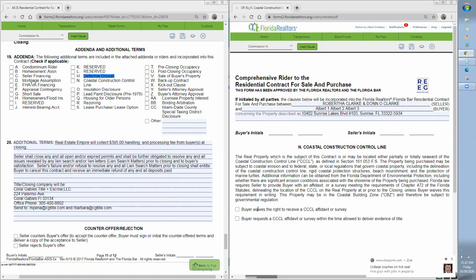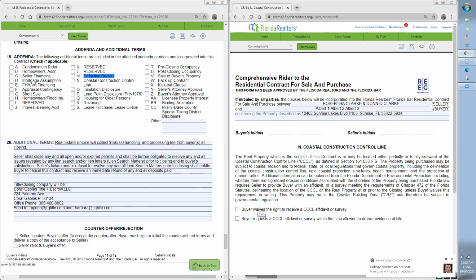Or you're waiving the right to the survey. The survey is definitely an extra cost for the buyer, but it's only in case the buyer is interested in knowing if there's any sort of protected land within that property line that's theirs, or up to where their property line actually goes, right?